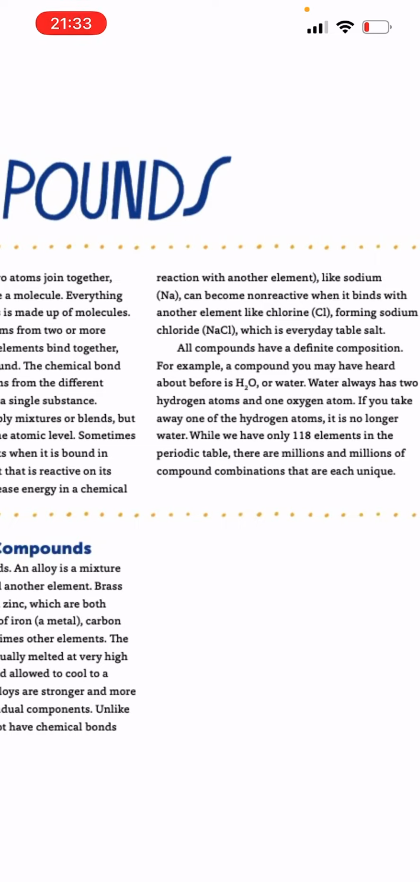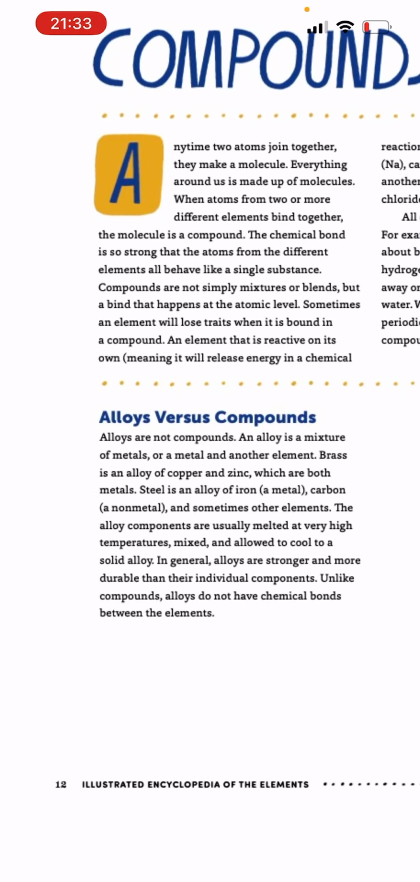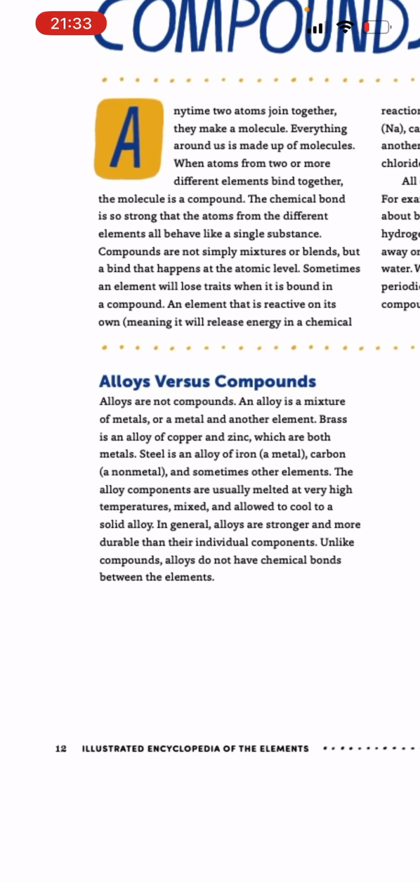For example, a compound you may have heard before is H2O, or water. Water always has two hydrogen atoms and one oxygen atom. If you take away one of the hydrogen atoms, it is no longer water. While we have only 118 elements in the periodic table, there are millions and millions of compound combinations that are each unique.